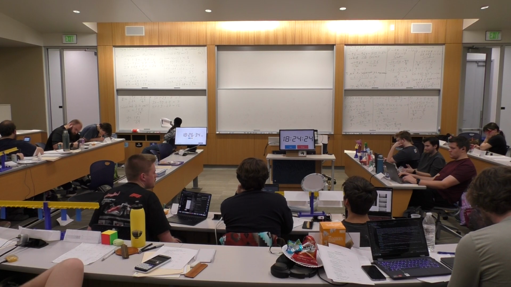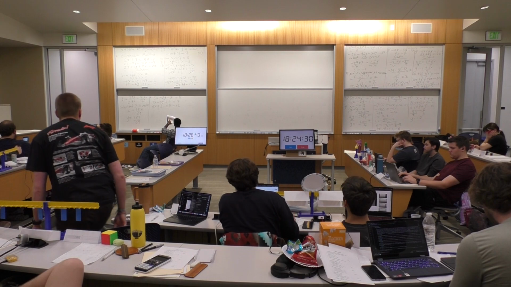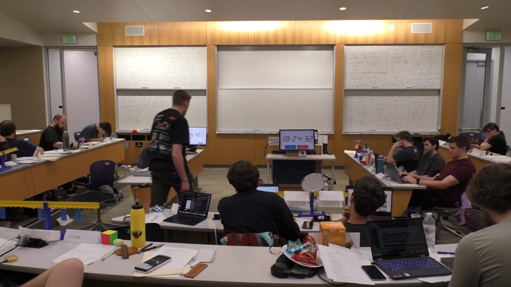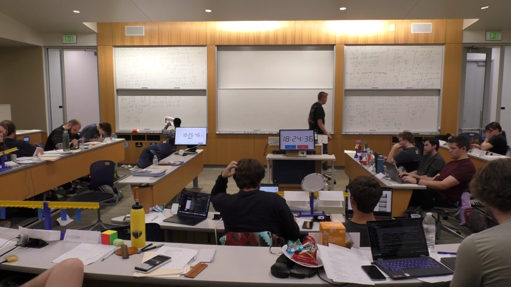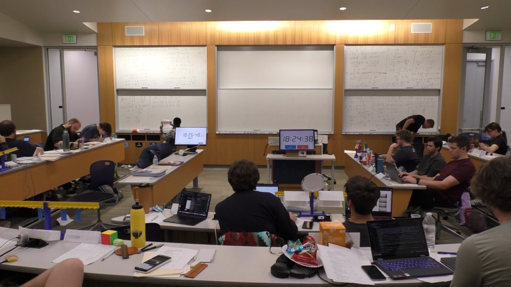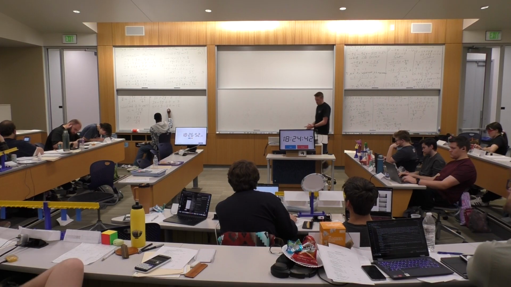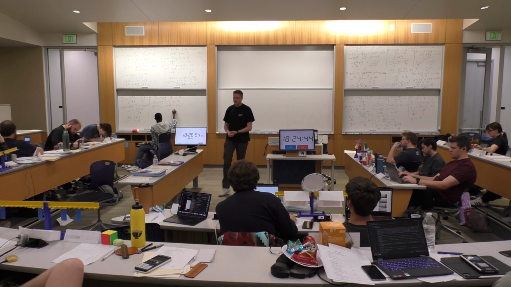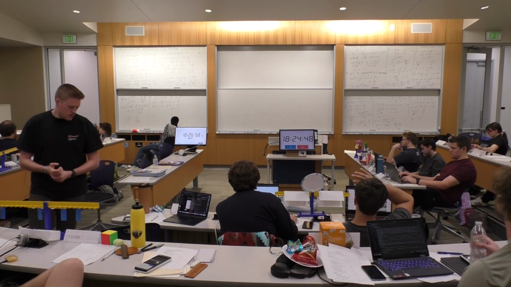X plus 2y minus 7. 2x minus 3y plus z equals 7. 5x plus y minus 2z equals 12. Okay, solution. So, solution.